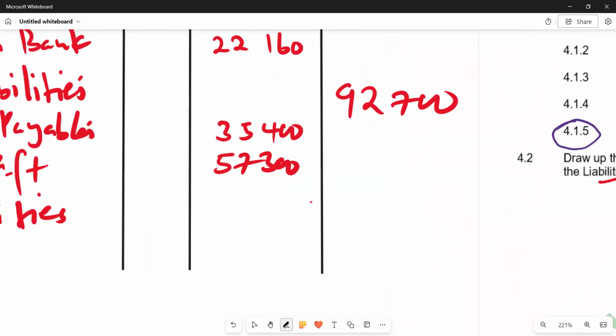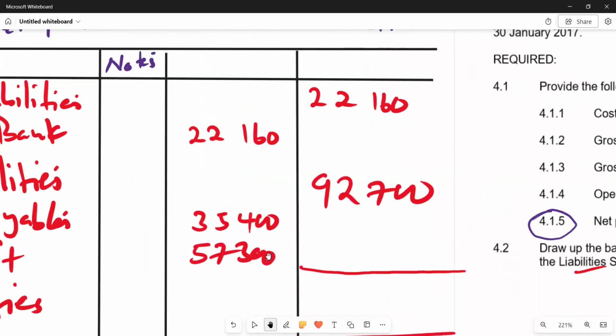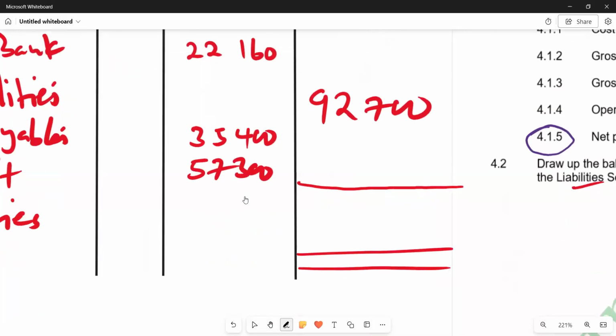Obviously, put our line, show the total. So we are saying 22,160. And then we add your 92,700. And then we are going to get your 114,860. So this represents your total for liability.